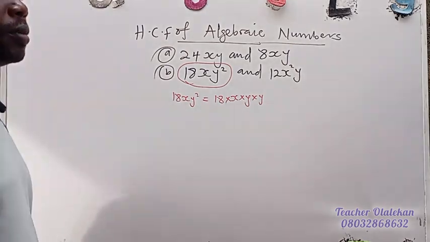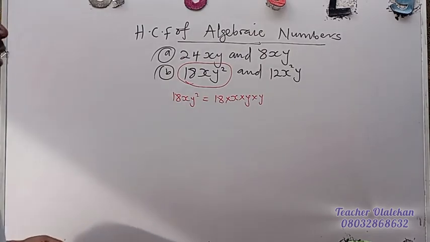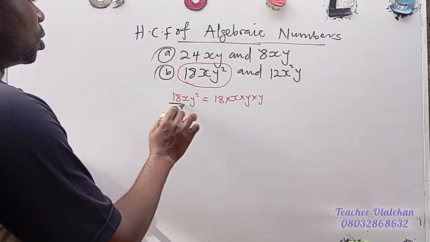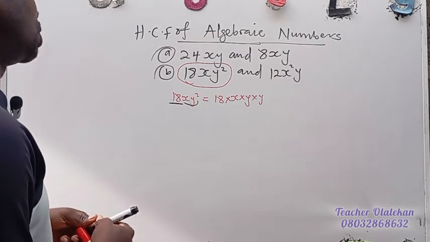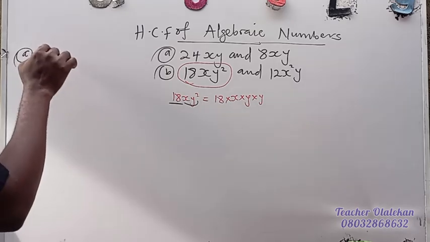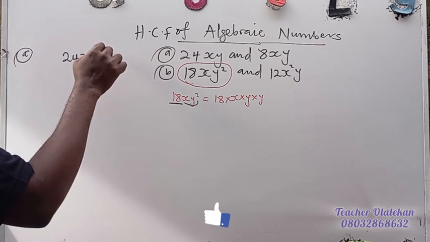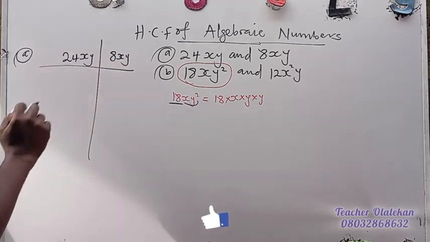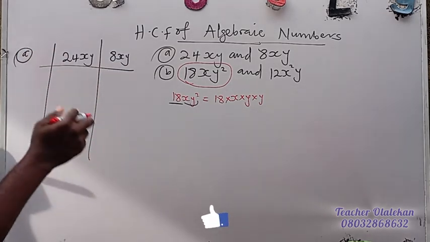Now simplifying them becomes very easy, so you know how to find the HCF. We first start with the figures, then we move to the letters. So let's start with A, which is 24xy and 8xy. To find the HCF, you rule your columns and rows.